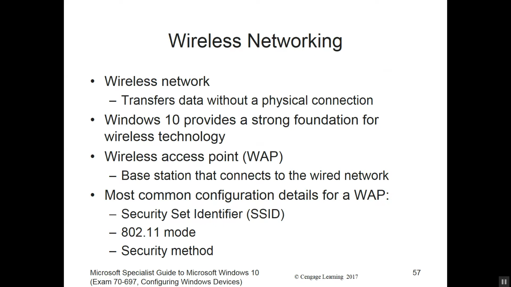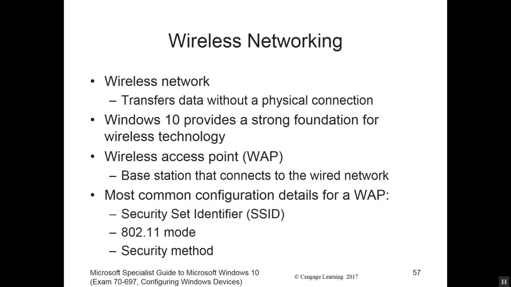Wireless networks allow the transfer of data without a physical connection. Windows 10 provides a strong foundation for wireless technology, and if we're using wireless technology, we need certain levels of security, and we've got what we call a wireless access point, and that is the device that we're connecting to that is hardwired to the network. So we're connecting to the wireless access point wirelessly, and then that WAP or wireless access point connects to the physical network on a physical cable.